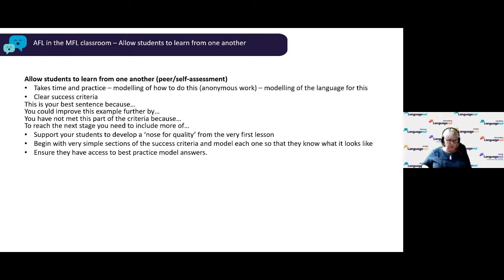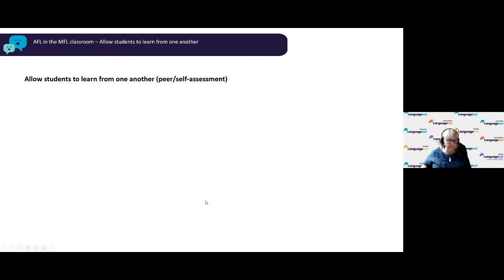You're almost supporting your students really to develop a nose for quality from the very first lesson, because if you help them to do that, then by the time they become year 10 and 11, they're used to it, and then they move on to A level and it's water off a duck's back. Like I said before, begin with the very simple sections of the success criteria, and then also ensure that they've got access to best practice models, so some things that they can refer to, to understand what they're looking for.